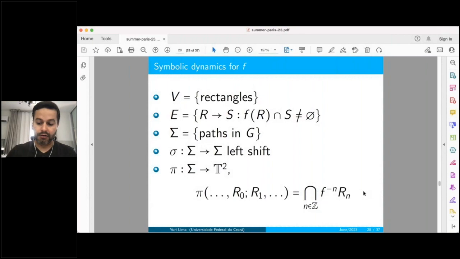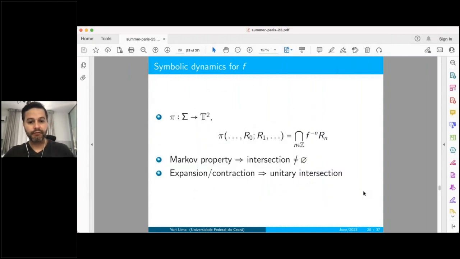And because we chose the right example to work with, we have a property which is called the Markov property, and this I'm not going to explain to you. I'm just going to say that it is a geometrical property that relates the possible intersections that the rectangles have with each other, and it tells us that this intersection is non-empty. And also, we have the dynamical properties of the eigendirections, one which is expanding, the other which is contracting, which tells us that this intersection cannot be bigger than just one point. So an intersection that is non-empty and not bigger than just one point has to be just one point.